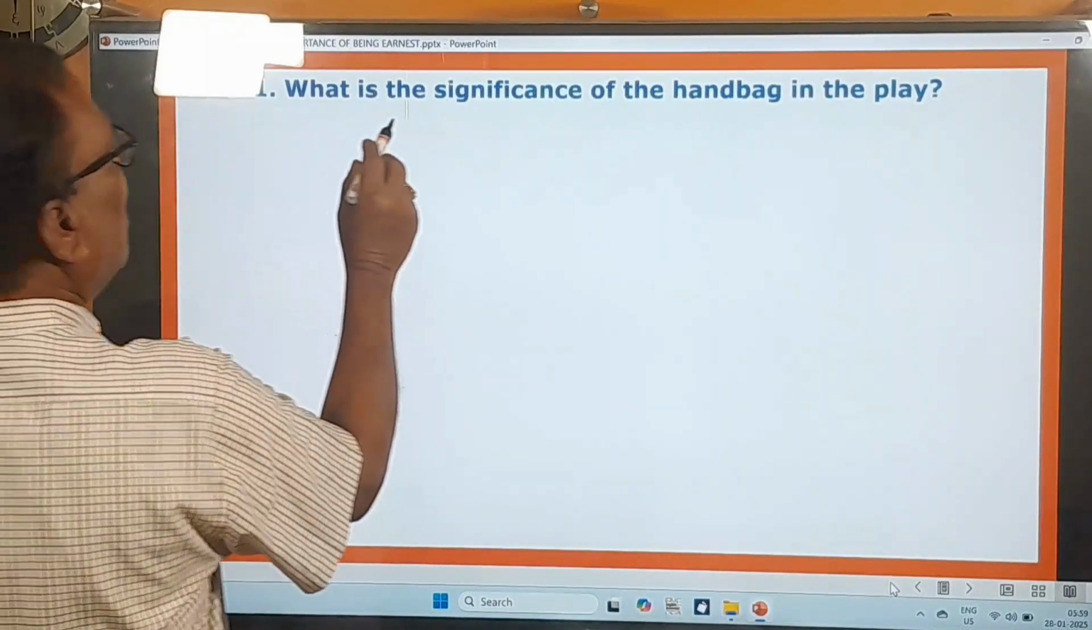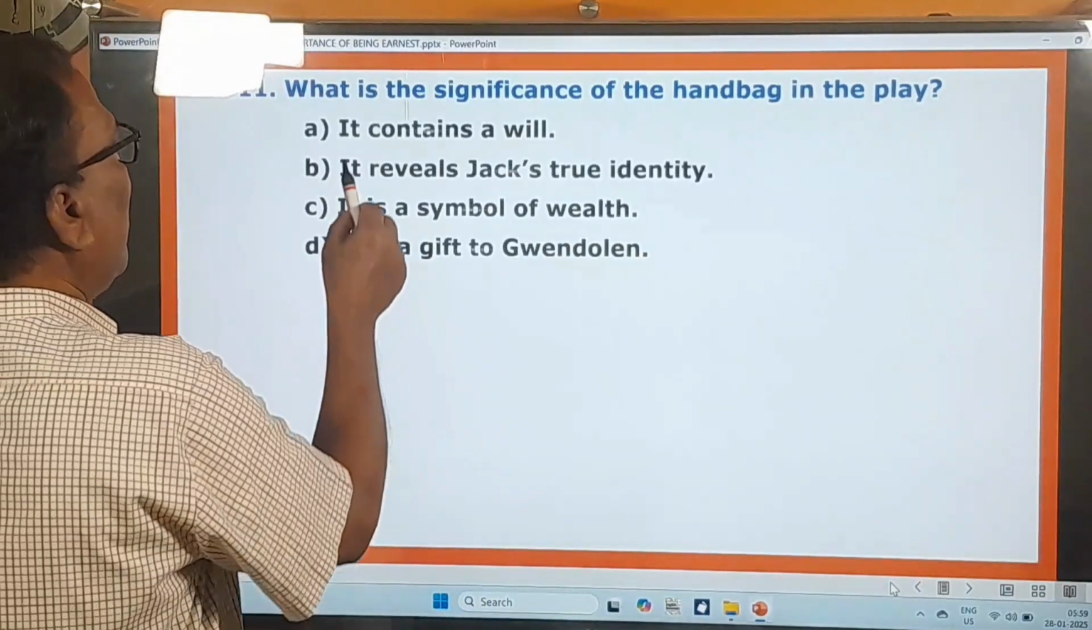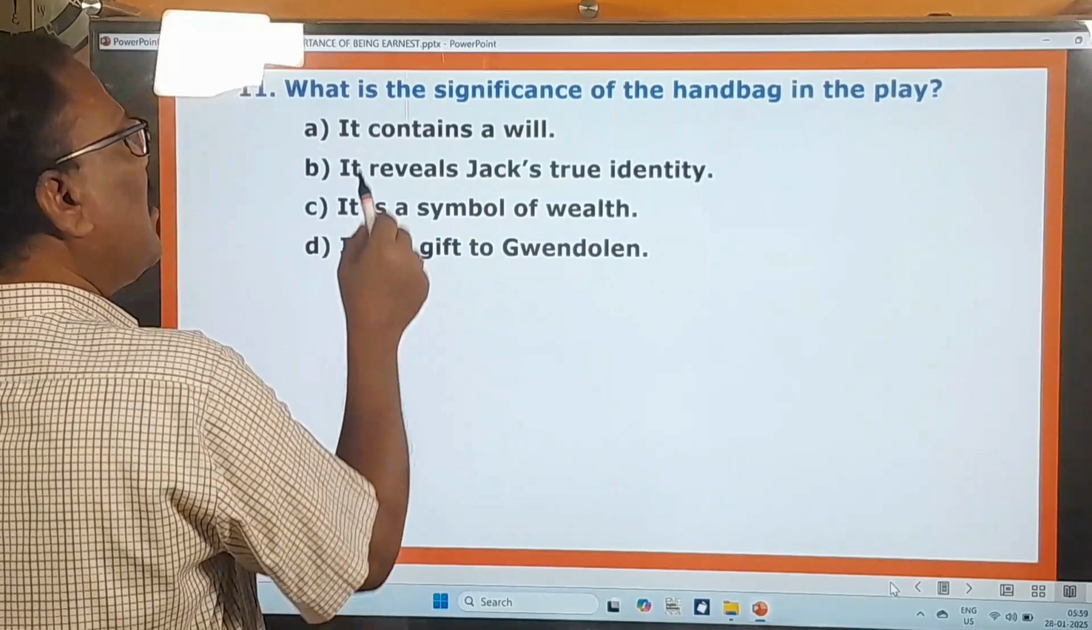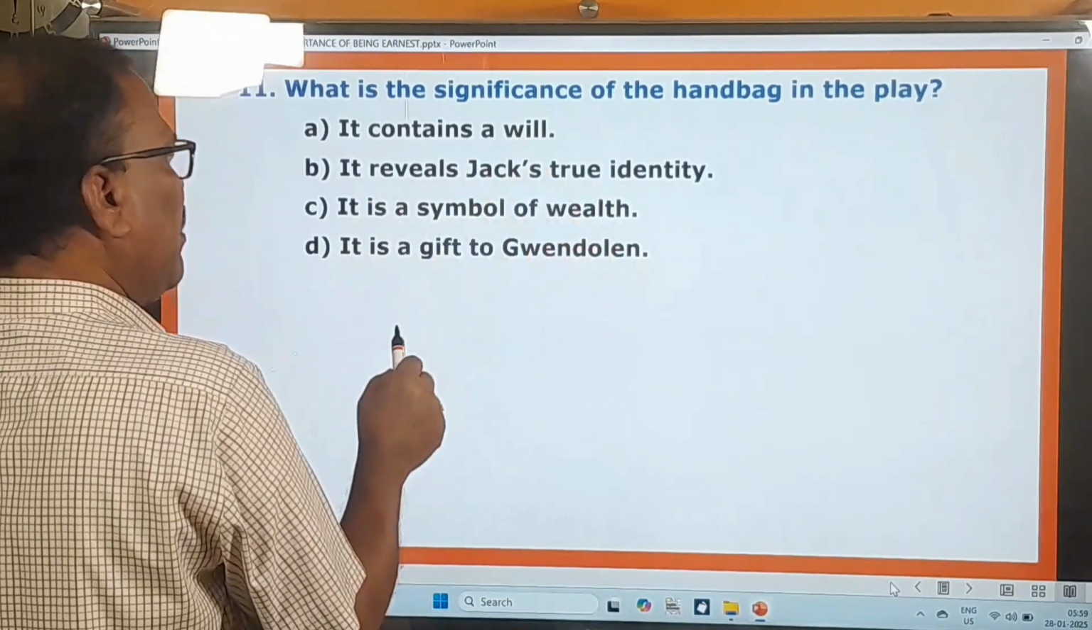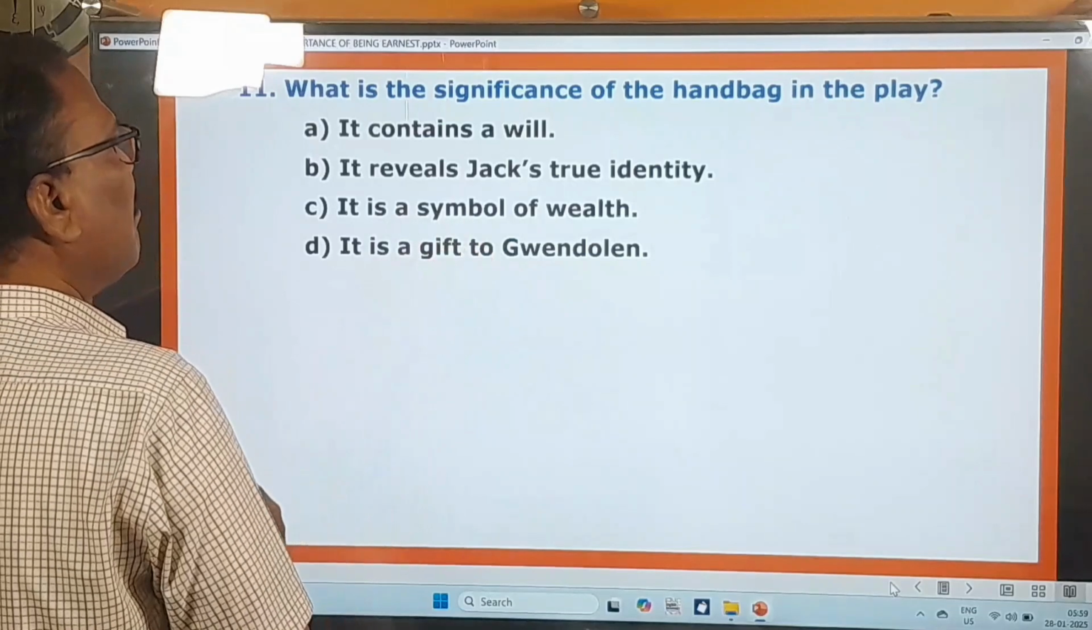Eleventh question. What is the significance of the handbag in the play? It contains a will. It reveals Jack's true identity. It is a symbol of wealth. It is a gift to Gwendolen.